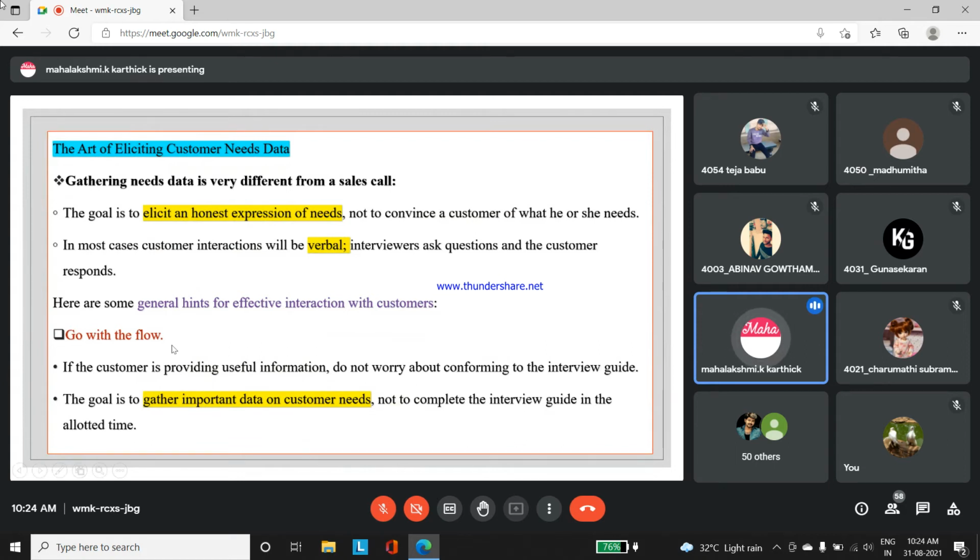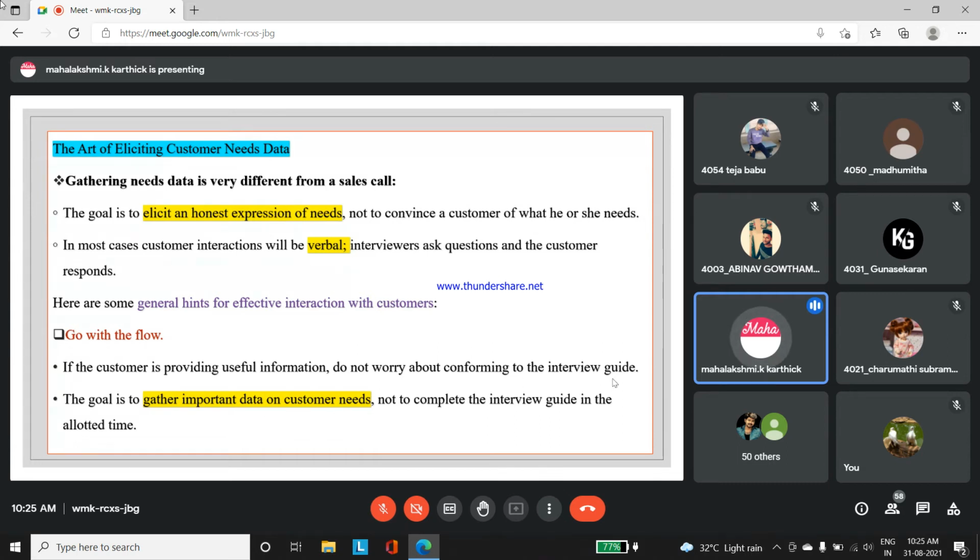When the customer is asking whether this is my need, whether this product will fulfill my need, in a flow as they explain, you have to try to understand what the real customer need is. So if the customer is providing useful information, do not worry about conforming to the interview guide. You have to know that these kinds of questions will come. So you have to first listen to the customer. If they are giving some useful information, you have to understand. Do not worry about conforming. Conforming means just satisfying their needs.